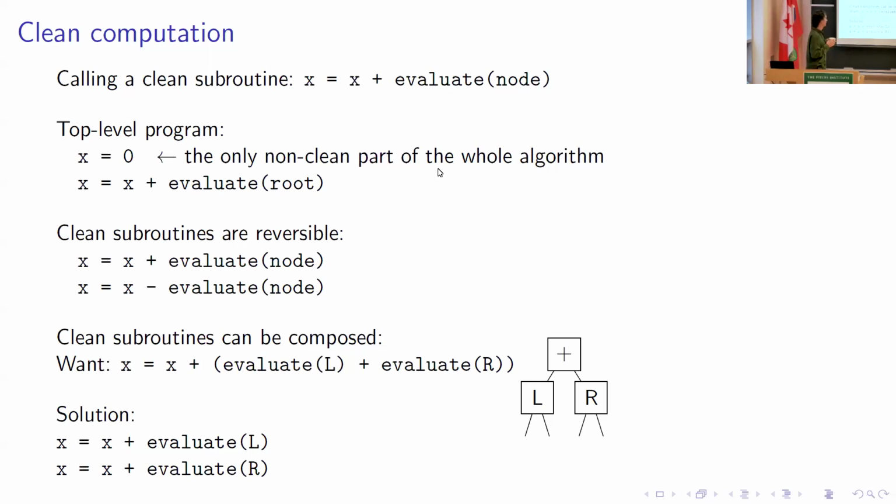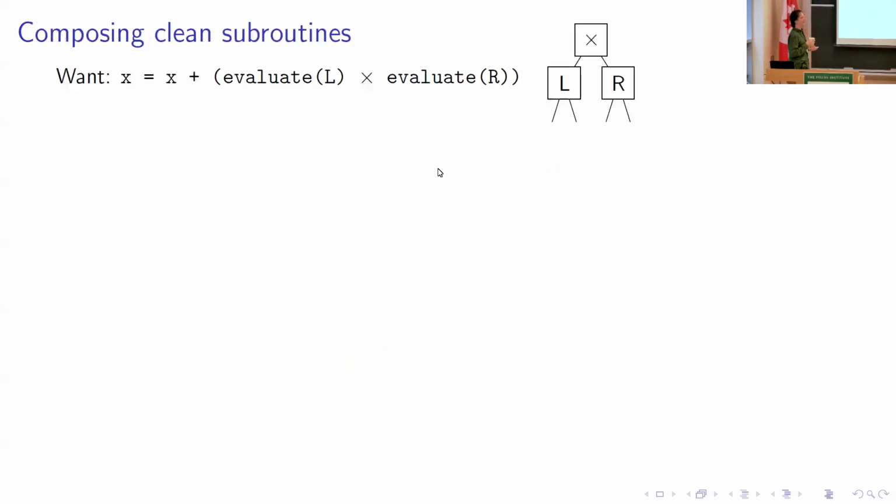What about multiplication? What if this were a times node instead of a plus node? So then it's a little bit more complicated, but it's not actually too bad. But a priori, it's not clear what we should do. The only thing we know how to do is we know how to add the values of the left and right children to some variables. Okay, so let's just go ahead and do that and see what happens.